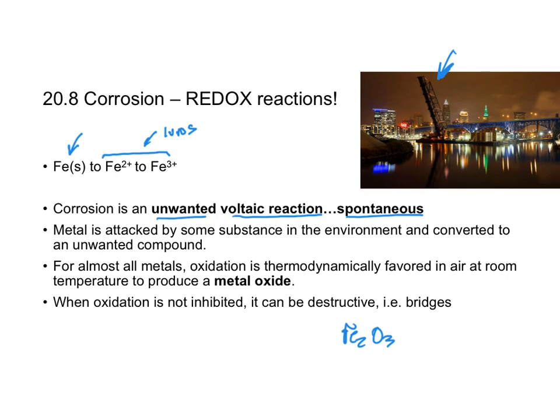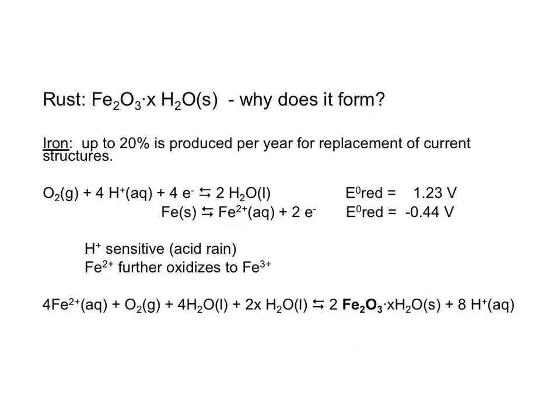And what I try to do is put a picture of one of my favorite bridges in Cleveland, the one that goes up and down. We used to go eat lunch there and watch the traffic go on the river. That's a long time ago, before the flats became gentrified, okay? So rust has the formula Fe2O3·xH2O, and we're going to address now, why does it form?